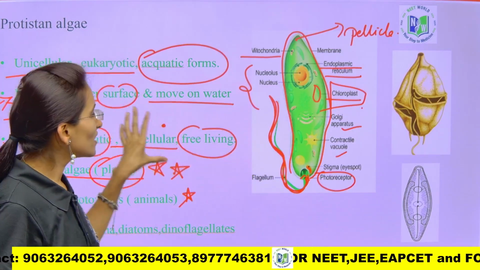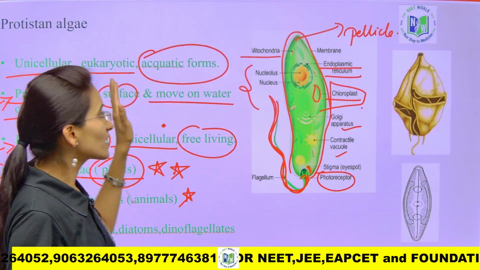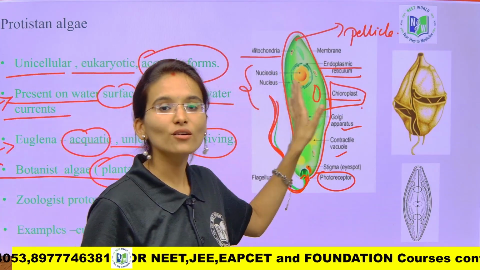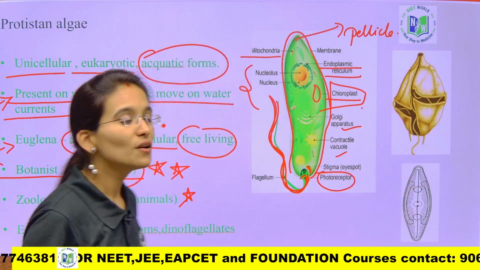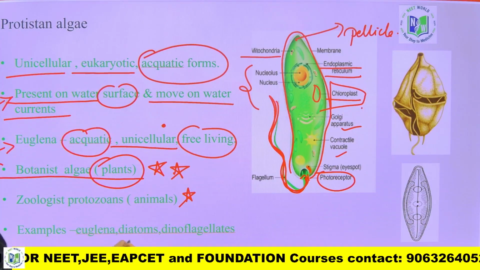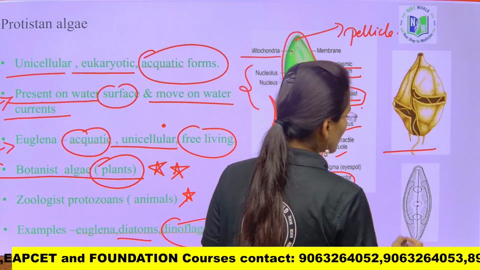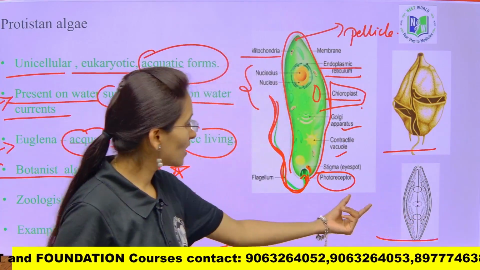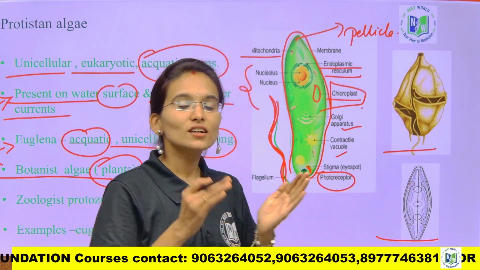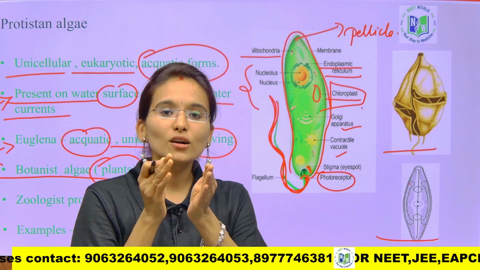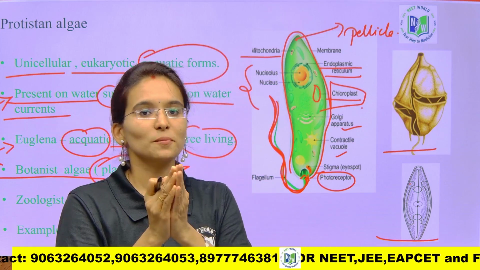Yes. Regarding the kingdom Protistian algae, we have studied about Euglena. Along with this, there are a few more examples which are called diatoms and dinoflagellates. It is the dinoflagellates and it is the diatom, students. The diatoms contain two shells which fix together in this way.